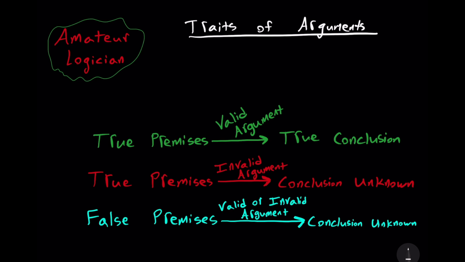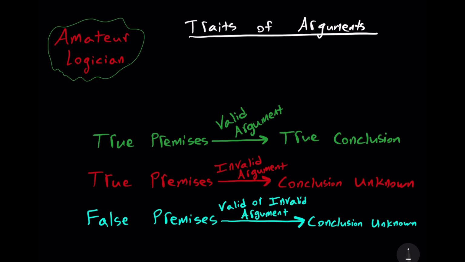Now, logic helps us think about the general forms, structures, or patterns of argumentation. We can think about arguments in the abstract. Just like we can think about mathematical equations in the abstract, we can also think about arguments in the abstract. For example, we can think about even numbers in terms of an equation. We can also think about arguments in the abstract. So let's think about some traits of arguments.